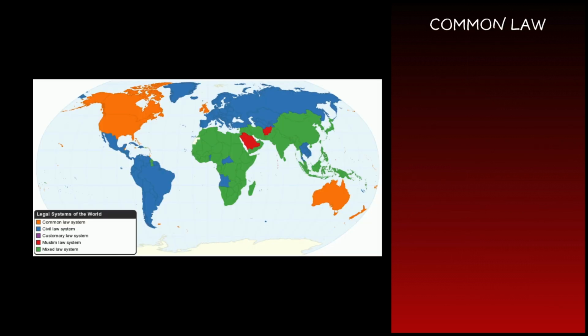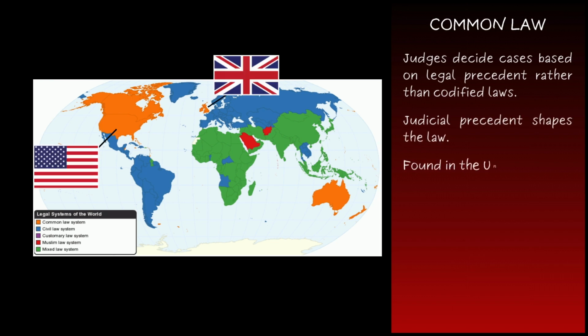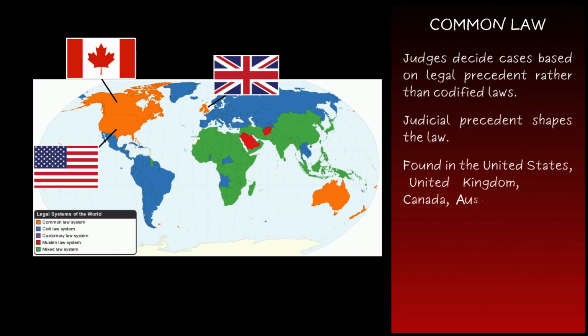Now let's define the two. In common law systems, judges decide cases based on legal precedent rather than just codified laws. Judicial precedent shapes the law, and this can be found in countries such as the United States, the United Kingdom, Canada, Australia, and New Zealand.